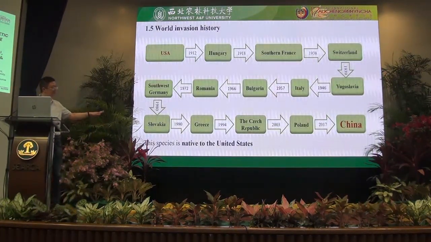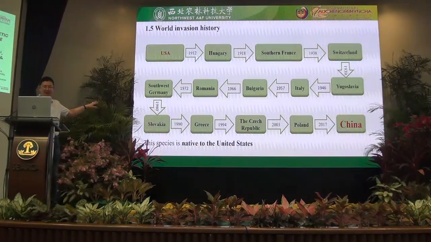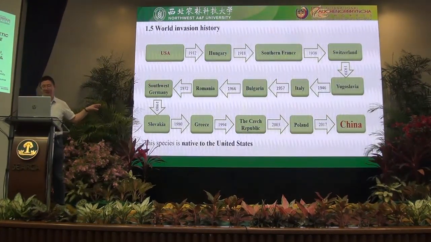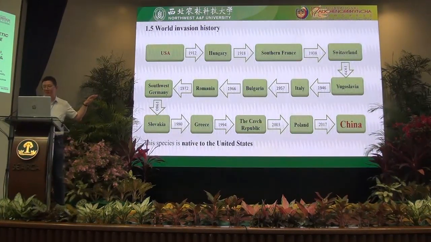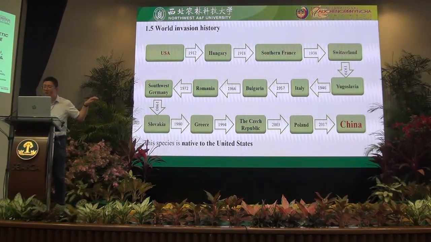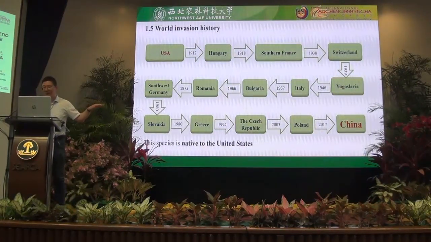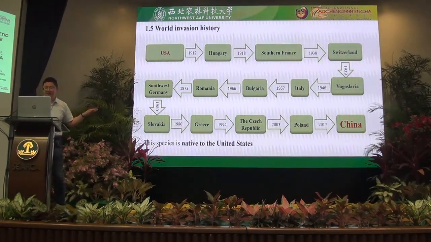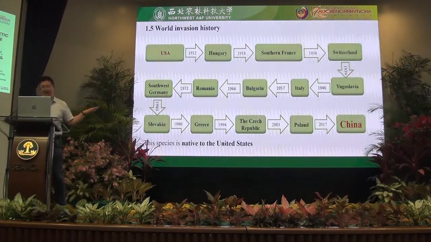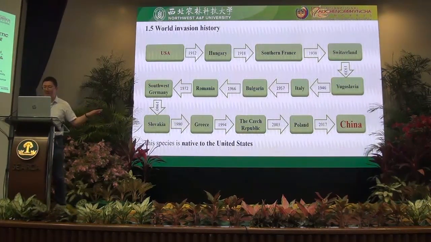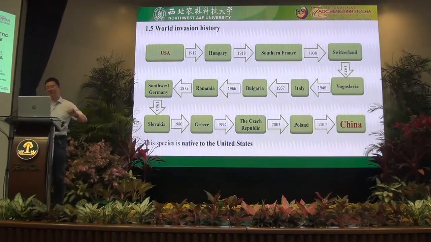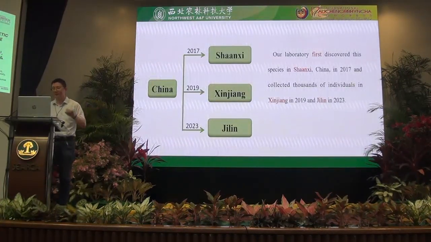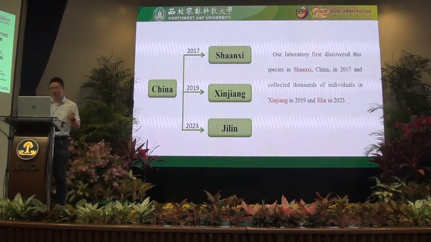And this is the history of this species: from the USA, then in 1912 to Hungary in Europe, then from southern France to Switzerland and to Yugoslavia, Italy, Bulgaria, Romania, southwest Germany, Slovakia, Greece, the Czech Republic, and Poland, and then from Europe to Asia. And now in China, three places have found this species.